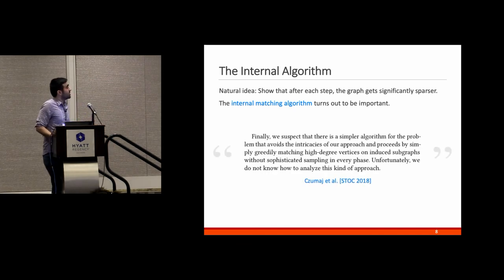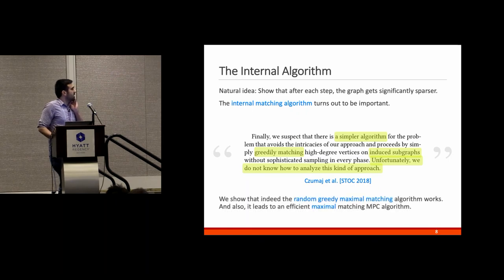And in fact, in their paper, Czumaj et al. posed this open problem. They use a fairly complicated algorithm in these induced subgraphs. And they posed this open problem that they think a simpler algorithm that basically greedily matches the edges inside each of these induced subgraphs should work. But they left the analysis of these algorithms for future work. And in this work, we show that actually the simplest possible algorithm for matching has very nice properties that help us argue these graphs get sparsified and eventually solve the problem in log log delta rounds.